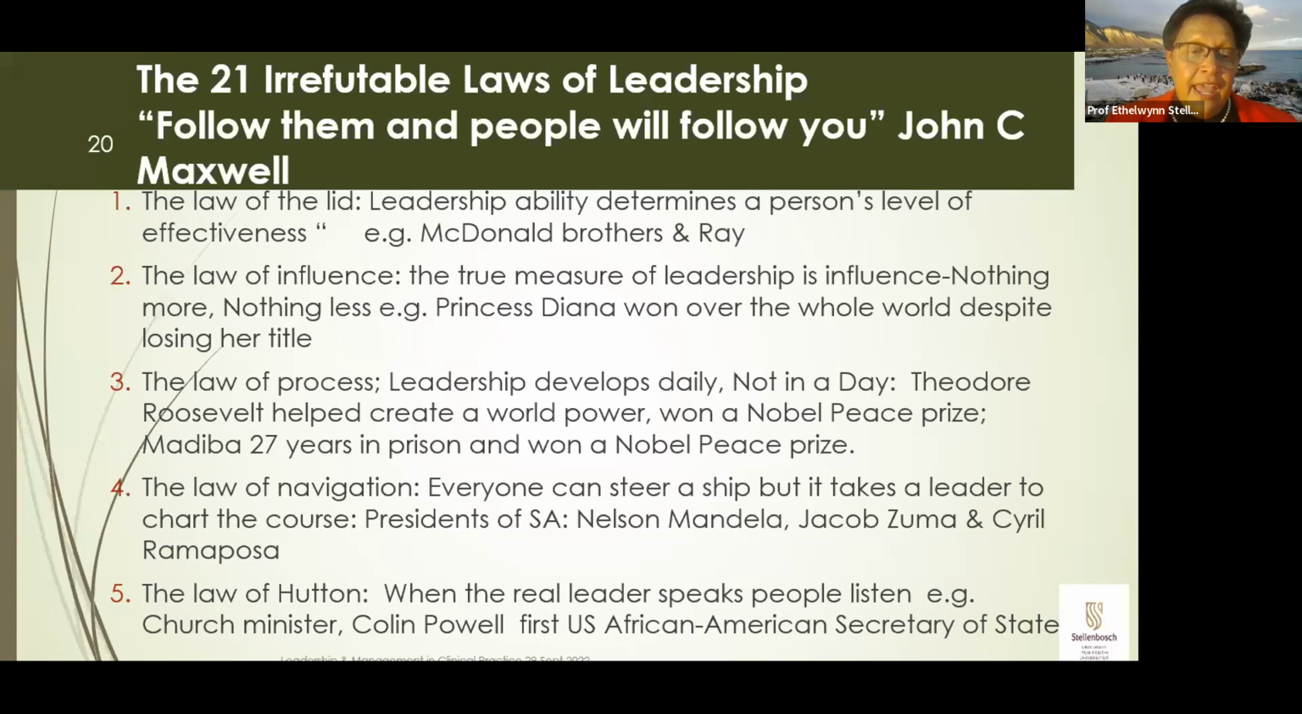And then there's the law of process. Leadership develops daily, not in a day. Theodore Roosevelt helped create a world power and won a Nobel Peace Prize, but we also had Madiba, 27 years in prison, and he also won a Nobel Peace Prize. But it took years. It was a process. You're not born a leader. You actually develop. You may have some traits that may lean that way.